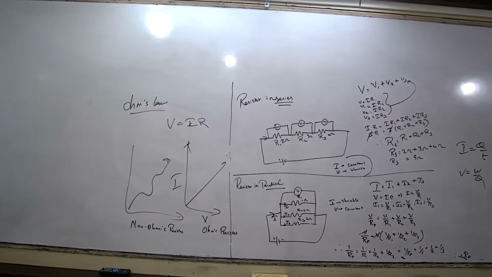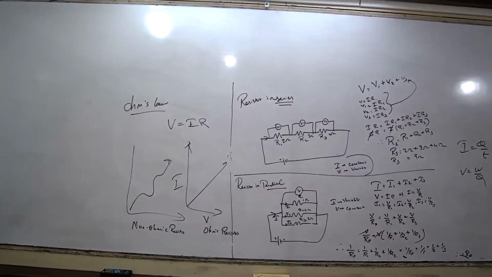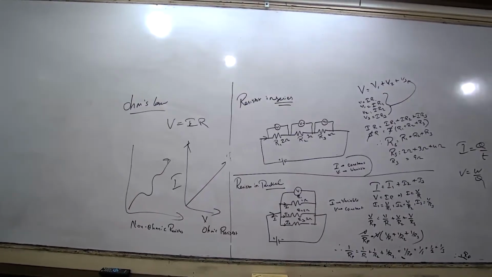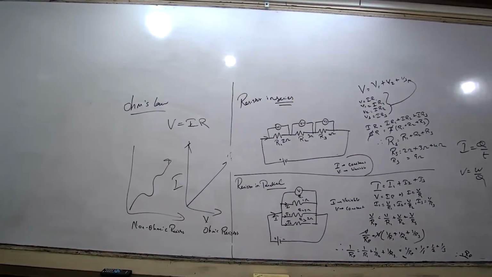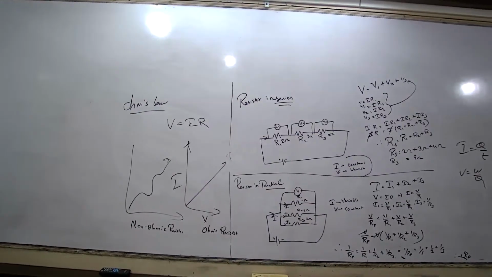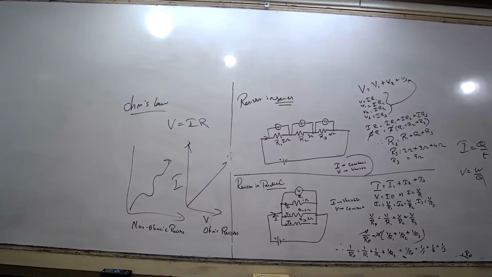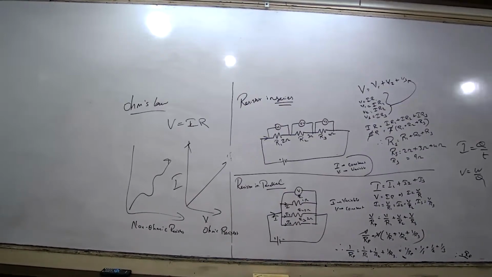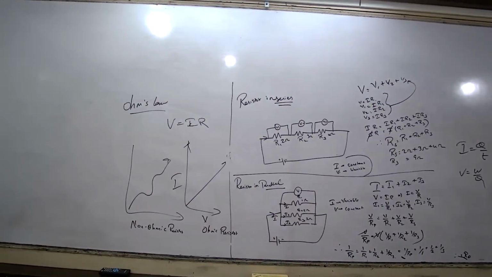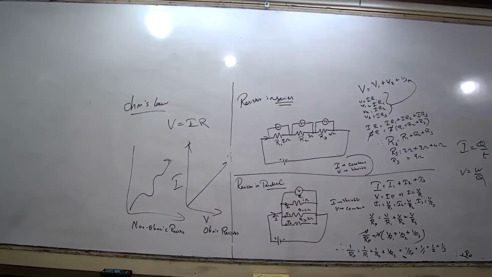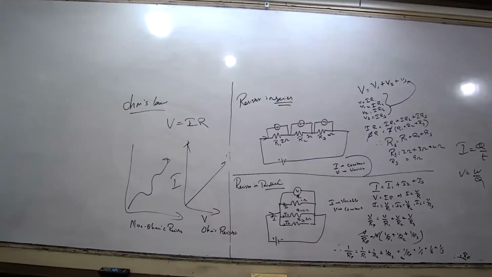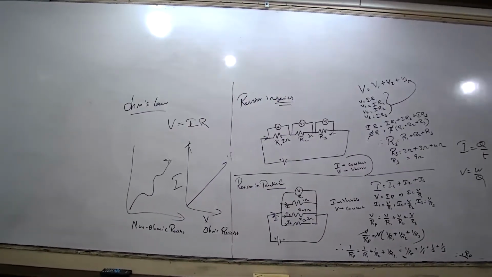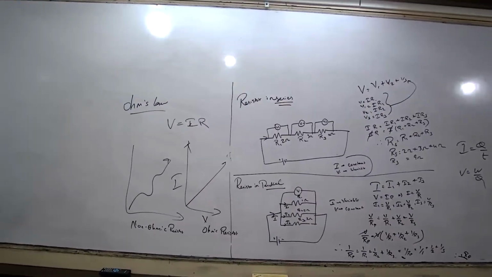A 9-volt battery transfers 18 coulomb of charge. Work done is what? W equal to what? 9-volt battery, 18 coulomb. 162.